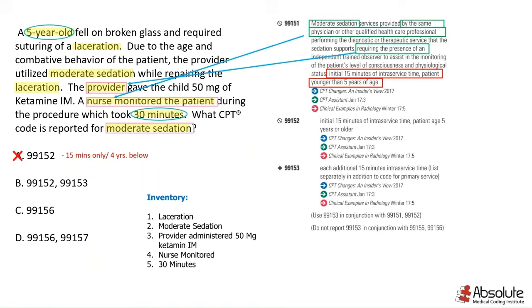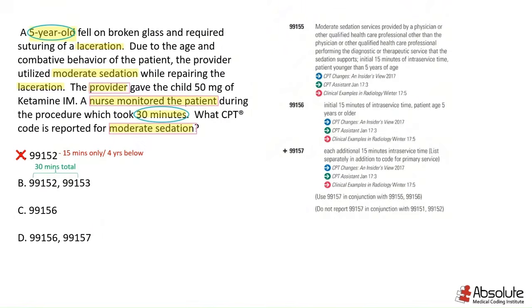So let's look into option B, that is 99152. Yes, that was a good code, and it requires 15 more minutes. So we have to add 99153 along with it, which is for each additional 15 minutes of intra-service time. That will sum up to a total of 30 minutes, which is the time given in our scenario. And this is our correct answer.